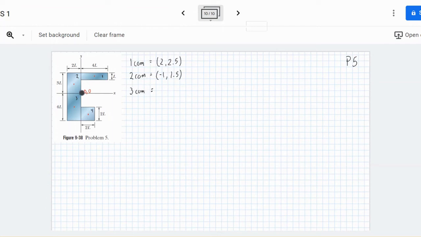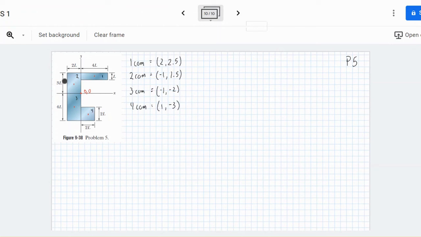3 center mass, it's got to be over, so -1 and -2. And where's the 4 center mass? It's right 1 and then down 2, down 3. So I have my centers of mass. That's pretty cool. What about the actual masses themselves?